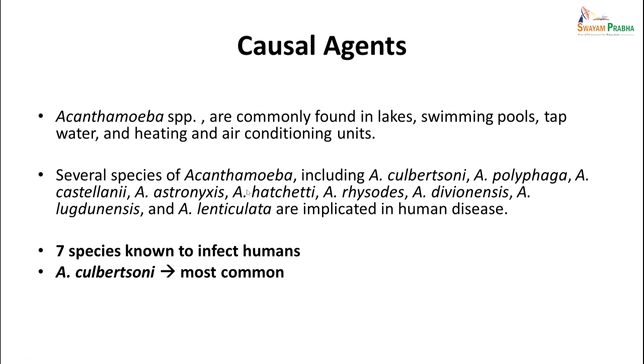Causal agents: the Acanthamoeba species are commonly found in lakes, swimming pools, tap water, and heating and air conditioning units. Several species have been known to cause disease, including Culbertsoni, Polyphaga and many others. Seven species are known to infect humans. Culbertsoni is the one most commonly seen and causes this encephalitis.